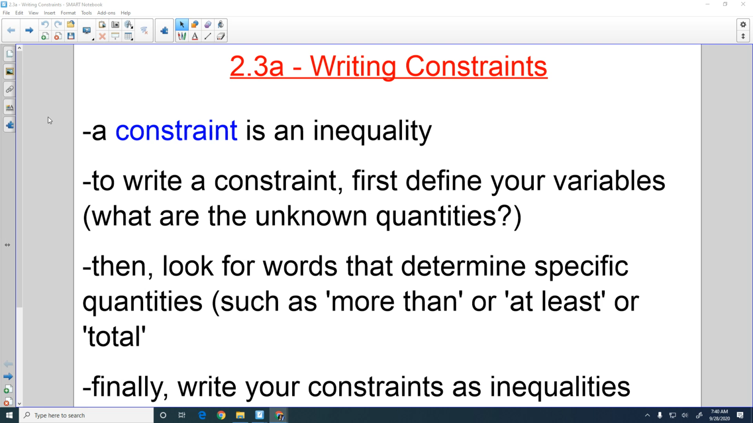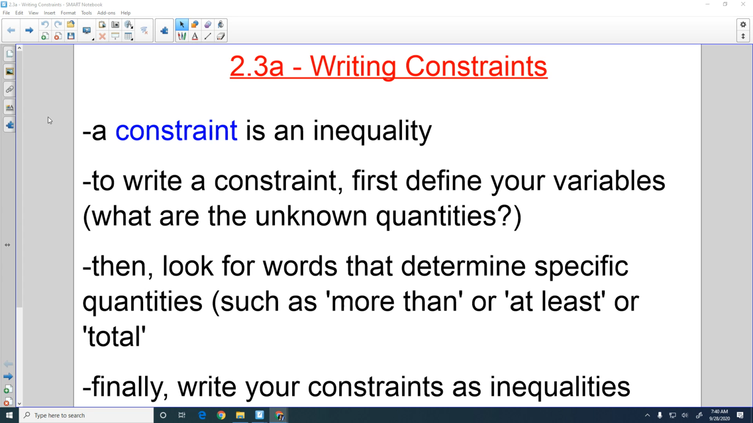There you go. You're welcome. Now, writing these constraints, oh, I'm sorry, Parker. There you go, man.